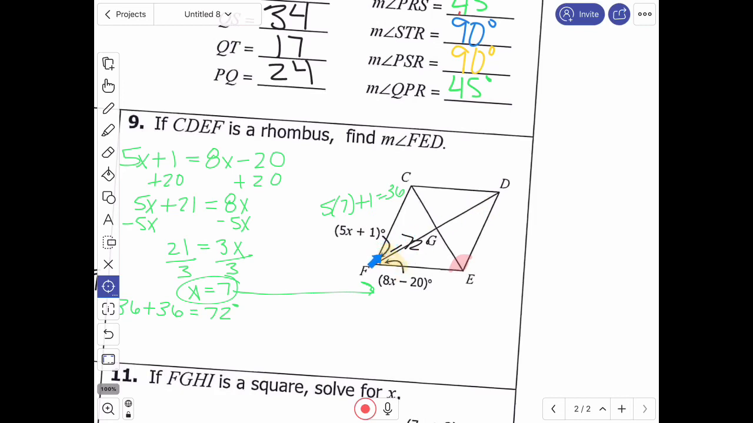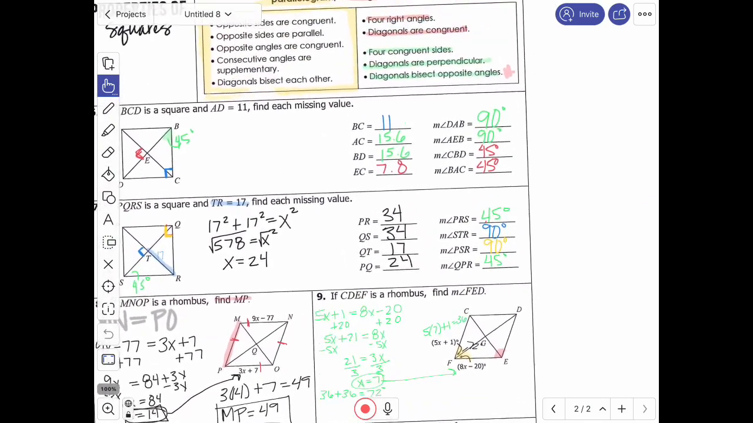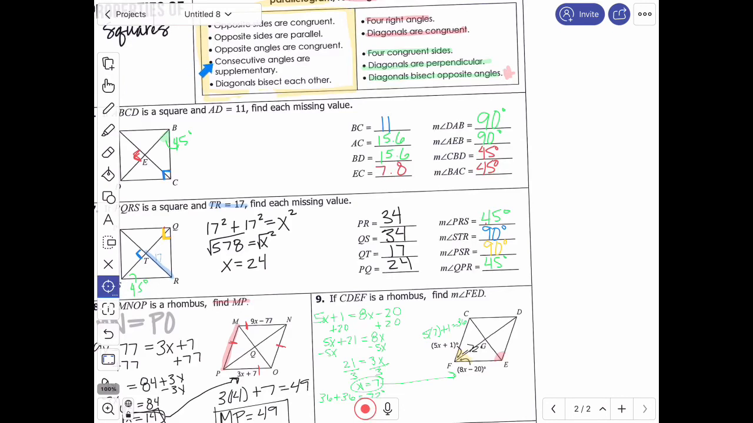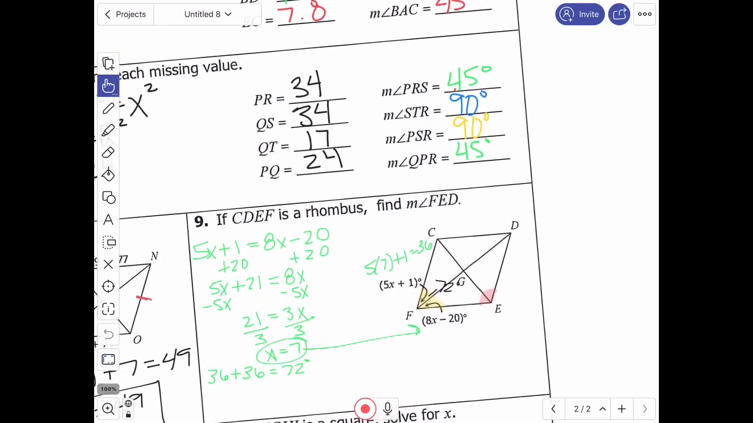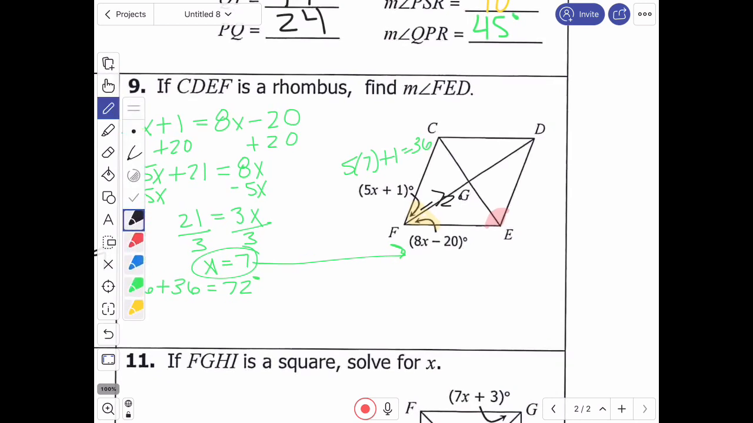So what is the property for 2 consecutive angles in a parallelogram? Hopefully you remember, but if not, it is up here. It says consecutive angles are supplementary. So this yellow angle down here plus this red angle should add up to 180. That's what supplementary means. So 180 minus 72, and I get 108. So this red angle is 108 degrees.